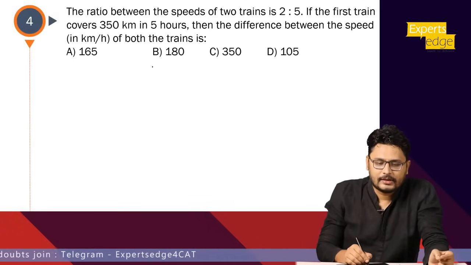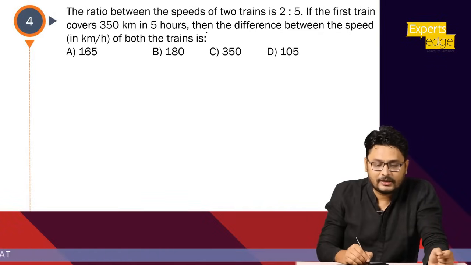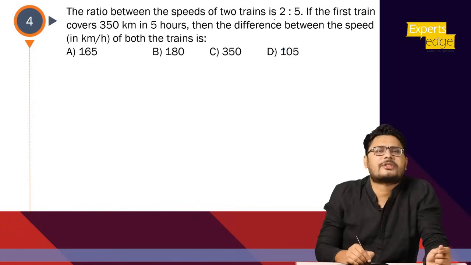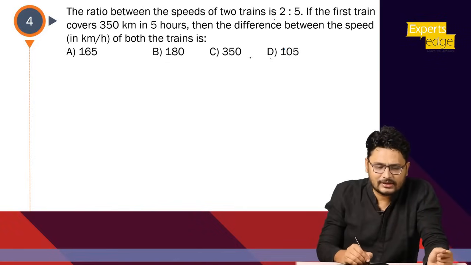Ratio of the speeds of two trains is 2:5. The first train covers 350 kilometers in 5 hours, then the difference of speed of both the trains is, right? So this is a direct ratio question, right? Nothing about time is given here, what is given is the ratio of speed. So the speed is 2:5, 2k and 5k.